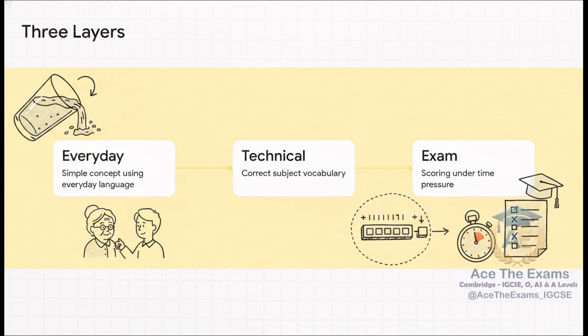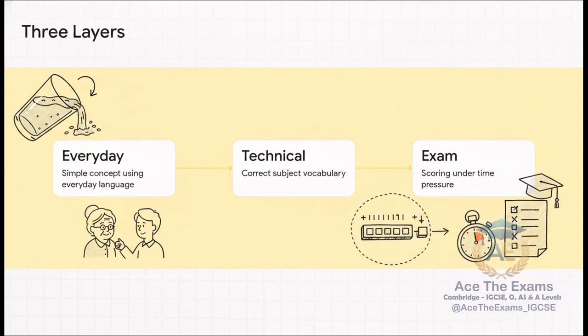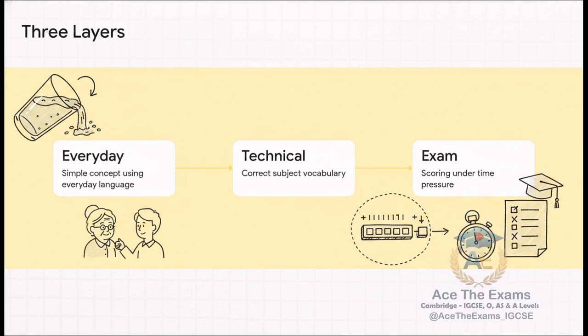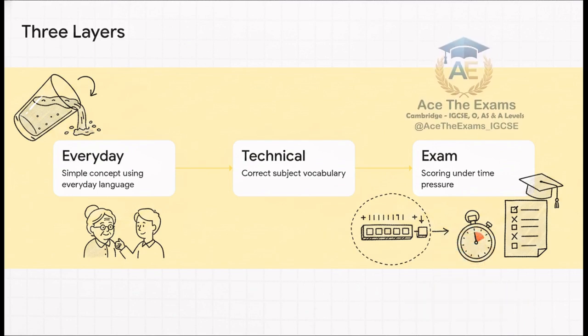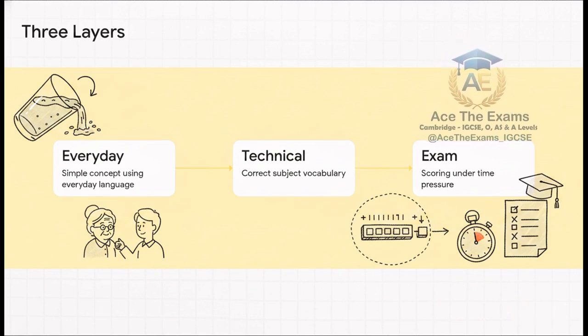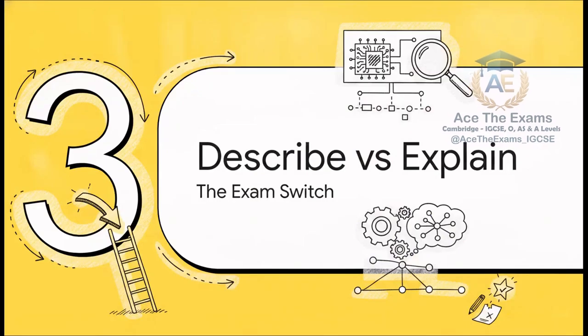Then step 2 is technical vocabulary. This is where you layer in the actual subject terms, like 8-bit registers. But here is the kicker. Step 3 is the exam explanation. This means shaping that technical idea into a tightly structured response that's actually going to score maximum marks while you're stressing under time pressure. You literally have to push yourself past step 2 to get to step 3 if you want those top grades.